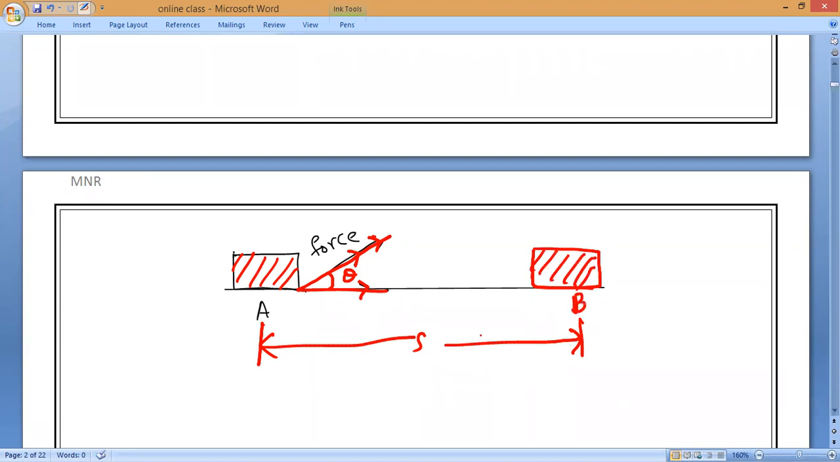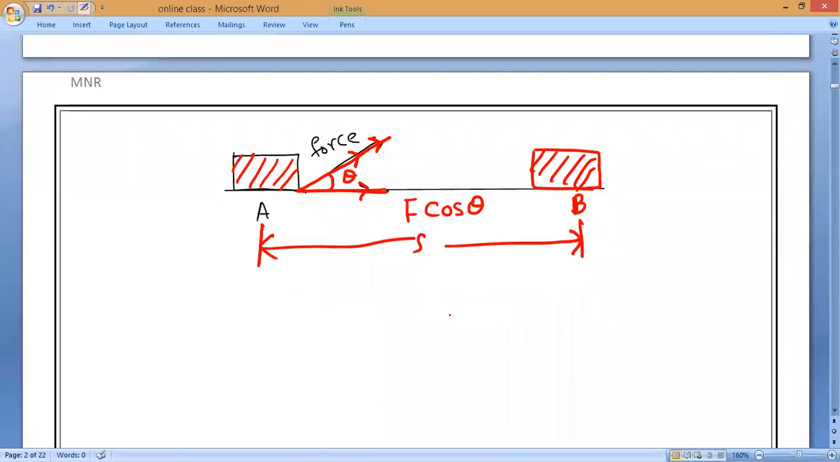Now tell me, I want to calculate the work done. So what formula will come here? See that. Is the displacement horizontal or vertical? So it will come F cos theta. So what is the work done formula in this case? Work done W is equal to what is the formula? F into cos theta. Is it okay?